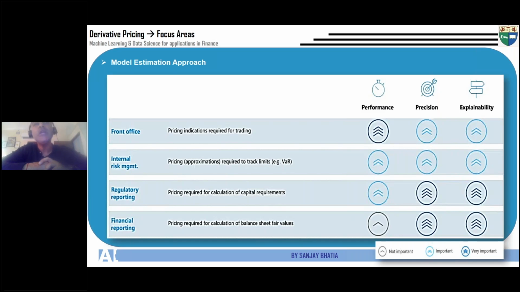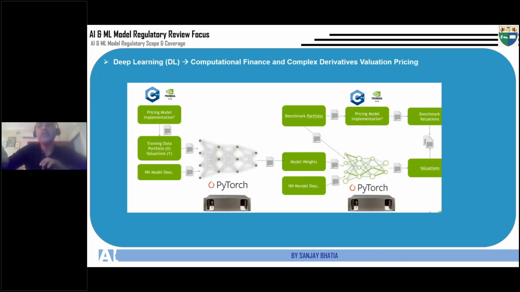But when it comes to internal risk management, like setting up a limit at the derivative desk at a product level, for a particular counterparty, for a particular trade, for a particular asset class, you need a balancing act between all the three, right? You should not place a high demand on performance, precision, or explainability individually, but rather you need a balancing act between the three. So that's quite the area.